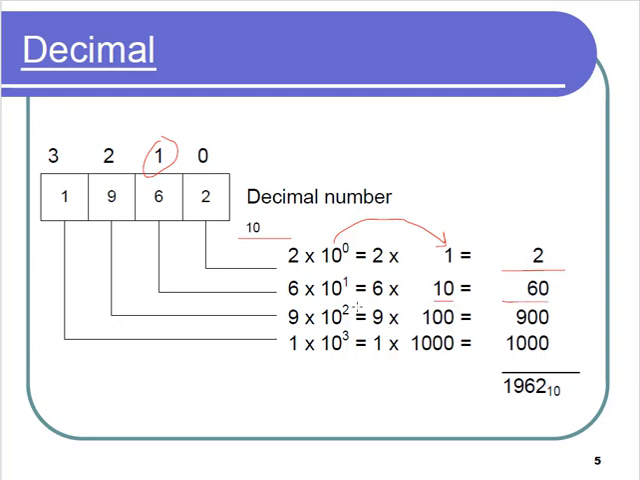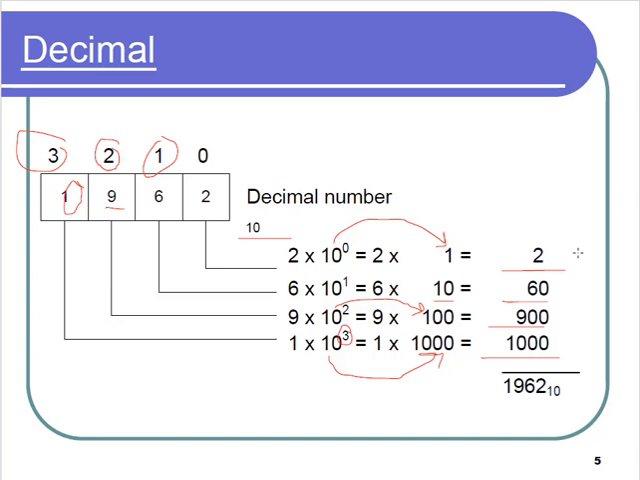Next, we look into the second position here. The value is 9, and the base is 10. The position is 2. So 9 multiplied by 10 to the power of 2 is equal to 9 multiplied by 100, which gives us a value of 900. As for the last digit, which is 1, the position is 3. So 1 multiplied by the base 10 to the power of the position 3. 10 to the power of 3 is equivalent to 1000. So 1 multiplied by 1000 is equivalent to 1000.